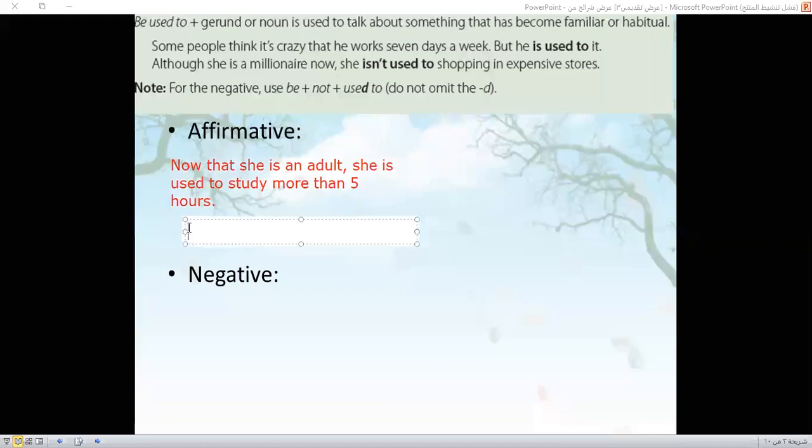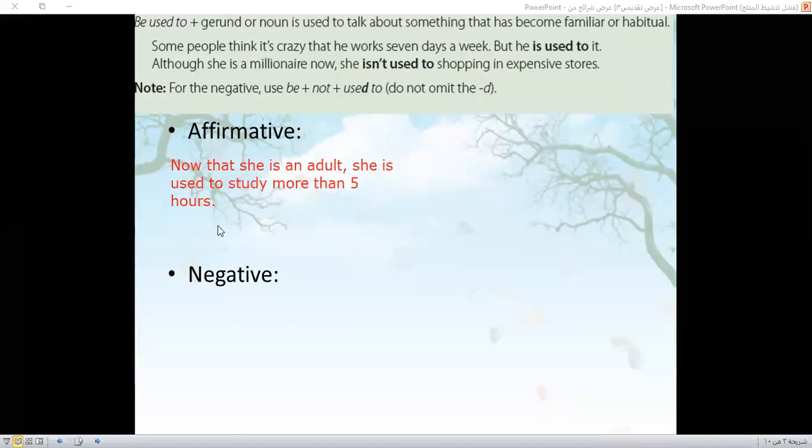What is the difference between the used to, the one that we had before, and be used to? Be used to means that you're going to have verb to be, which is, and then used to, and then you will have the gerund or the noun. Gerunds mean the verb that is in the base form, or maybe with the ing. Yes, Thalith, can someone give me an example here?